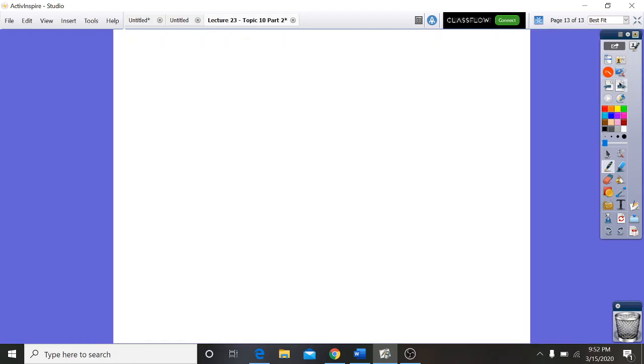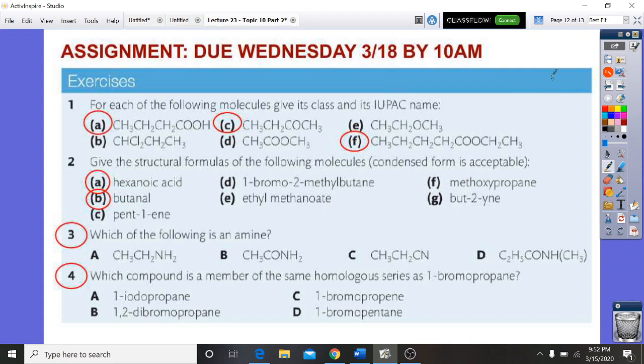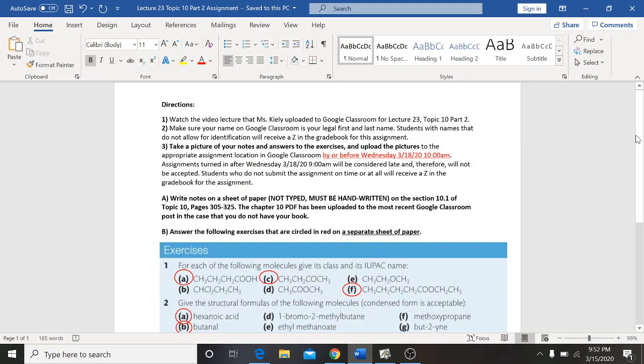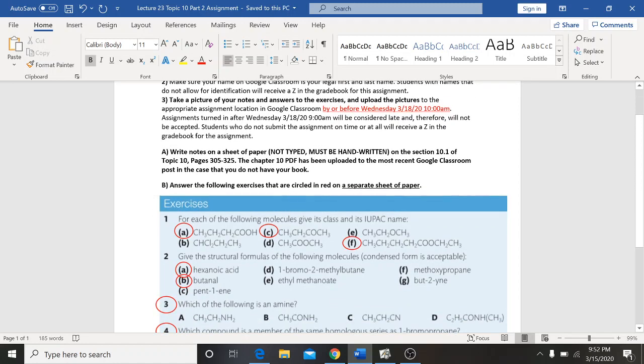So you will find this lecture uploaded onto Google Classroom. All instructions for the assignment, which is this right here, are going to be there for you as well. A explains to you that I want notes, that they have to be handwritten, not typed. That is just to help with cheating. And they are on section 10.1, pages 305 to 325. Then you are going to answer the following questions, also by hand on a separate sheet of paper.